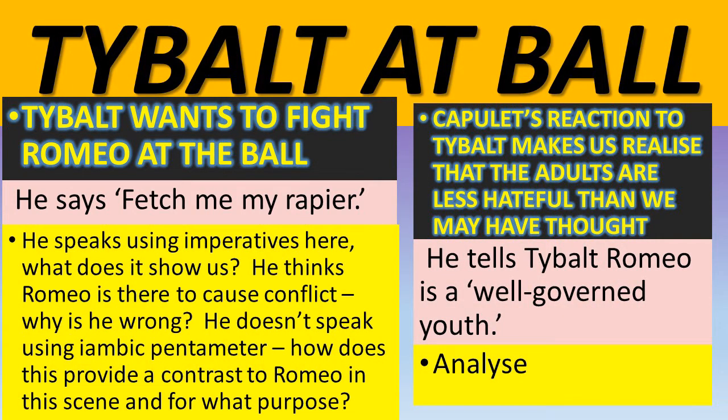and you can think about Capulet's reaction to Tybalt. So that makes us realise that the adults are less hateful than we may have thought. He tells Tybalt that Romeo is a well-governed youth, and you can analyse that. You're governed by your parents, so what is it that Capulet's showing us about the way that he really feels about Montague? You've got 5 minutes to write this section of your essay, and when you've done that, you'll hear from me.